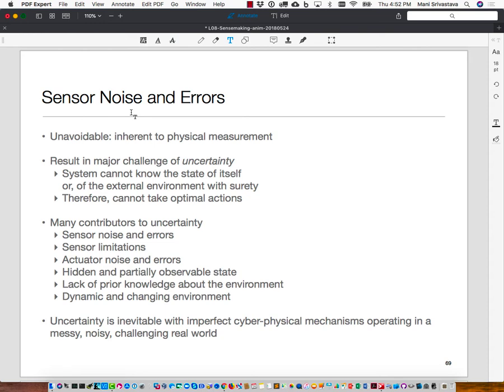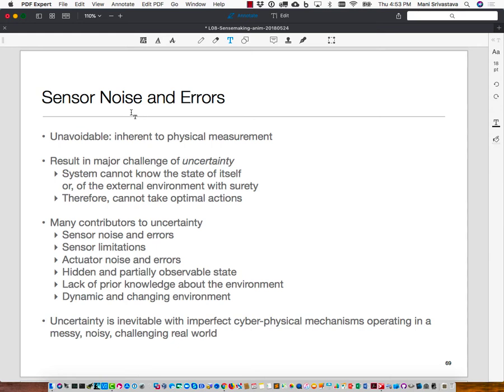Sensors may also have errors where the spread may change. If you think in terms of normal distribution, in some sense what we are saying is, where is the mean and what's the spread of the normal distribution. So sensors are noisy.